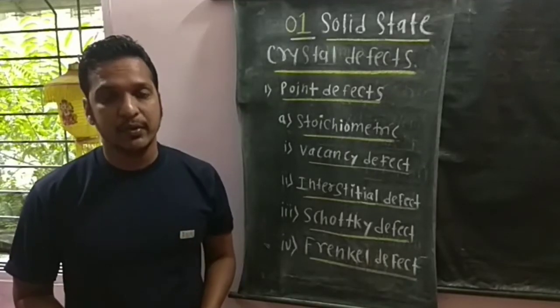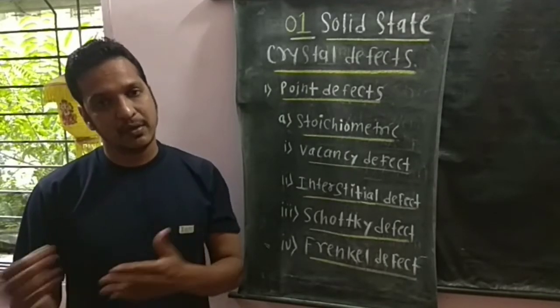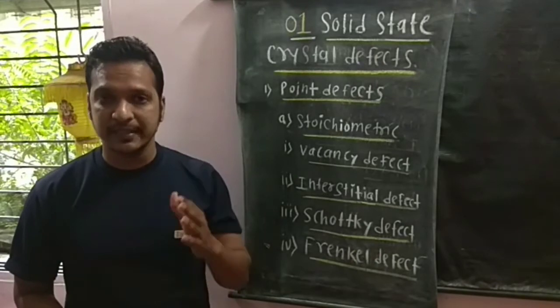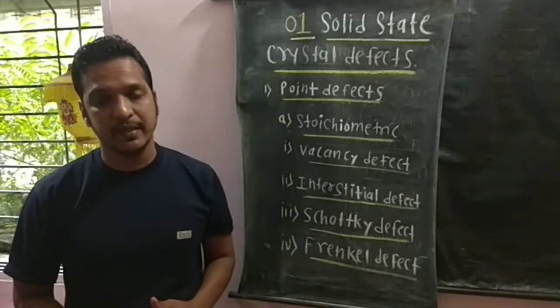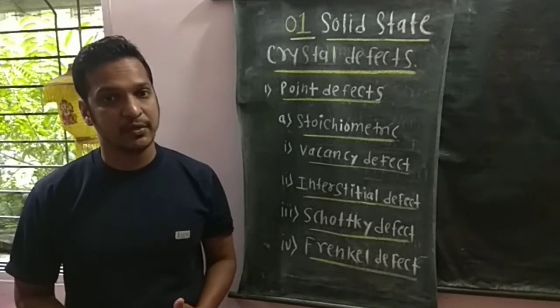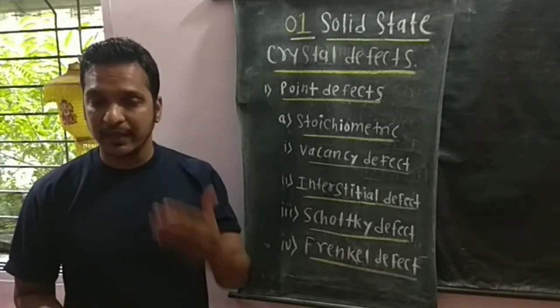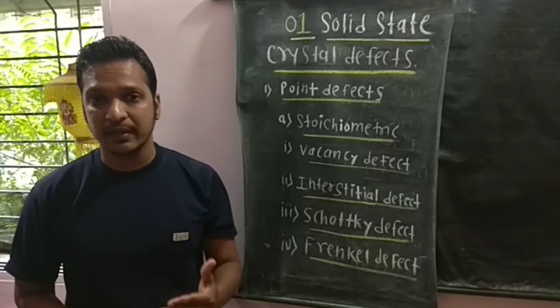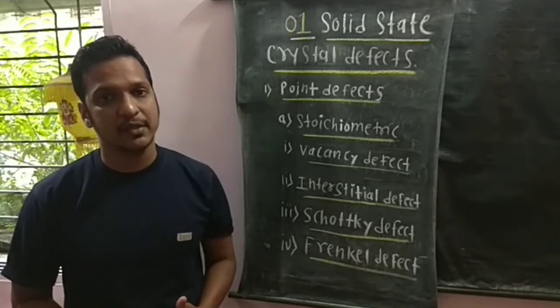In today's video, I am going to explain crystal defects or crystal imperfection. Now, what is crystal defects or imperfection? Which means crystalline substances do not have perfect crystal structure, which means they have some irregularities or some disorder in the arrangement of atoms in the crystal structure.